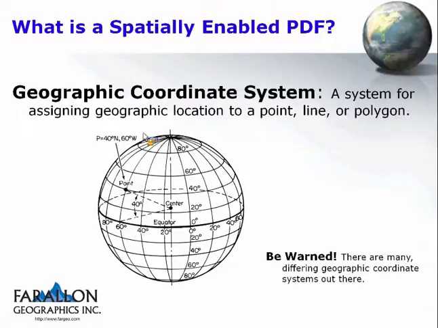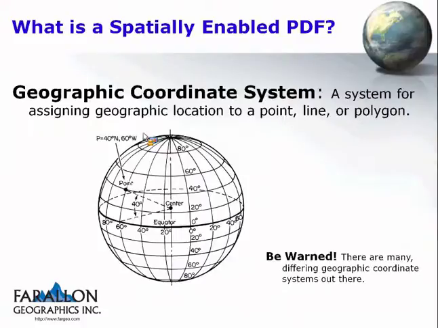What is a spatially enabled PDF? Well, a spatially enabled PDF is just like any other PDF. We're all used to using PDFs and working with them. Usually when you open a PDF, it's a document of some kind. It's a contract or a scope of work. A spatially enabled PDF is the same thing, except it's a map, first of all, and second of all, it still contains data, but that data is assigned to a geographic coordinate system.